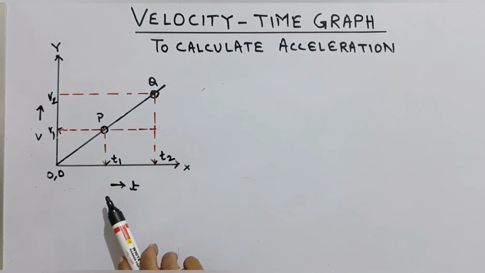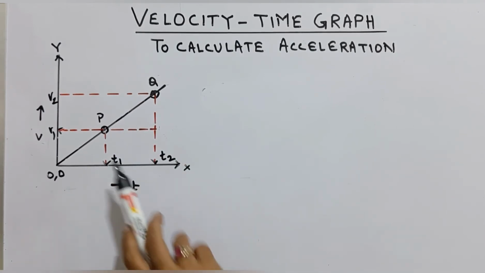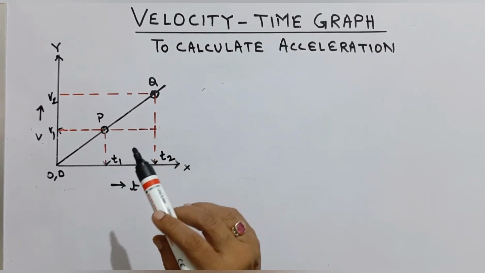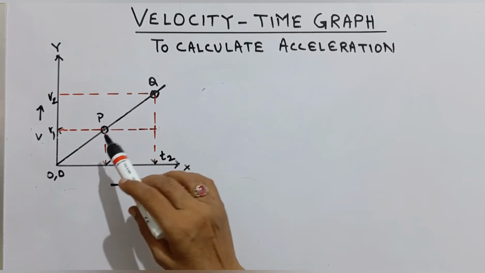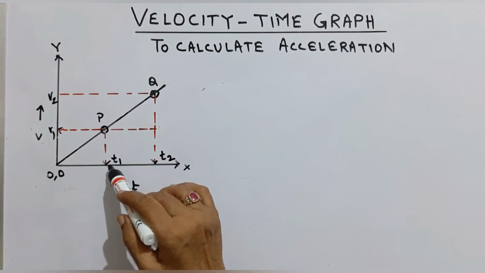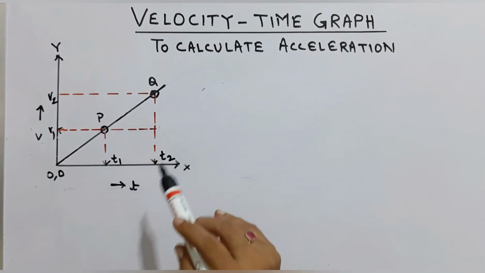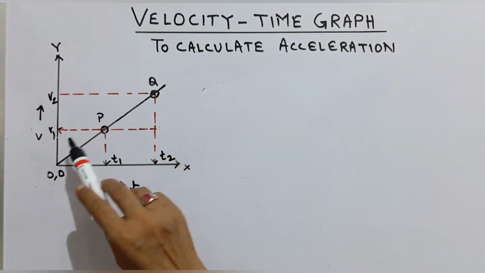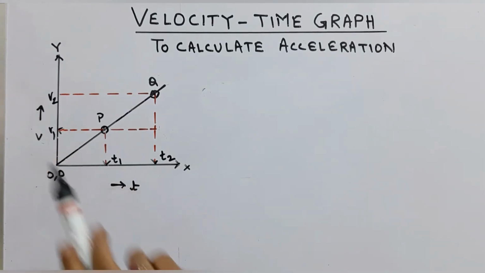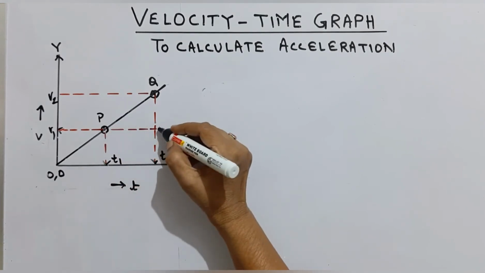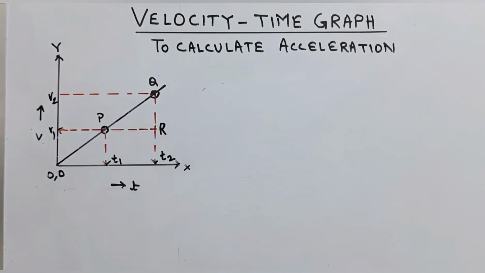We draw perpendiculars from P and Q on the x-axis. This one is a perpendicular at time t1 and another at time t2. Similarly, we draw perpendiculars on the y-axis representing points v1 and v2. We also draw PR parallel to the x-axis.